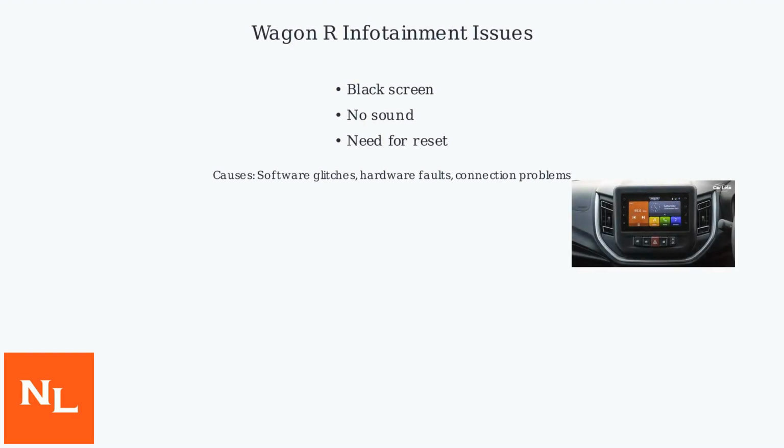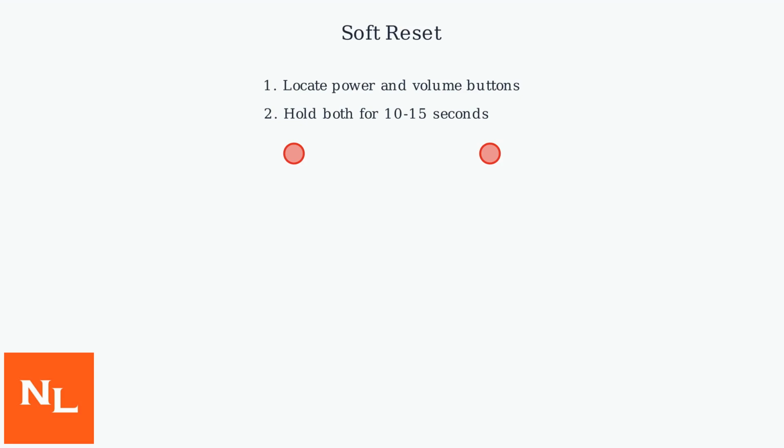Experiencing a black screen or no sound on your Suzuki Wagon R's infotainment system? These issues often stem from software glitches, hardware faults, or connection problems. Start by performing a soft reset. Hold the power and volume buttons for 10 to 15 seconds.